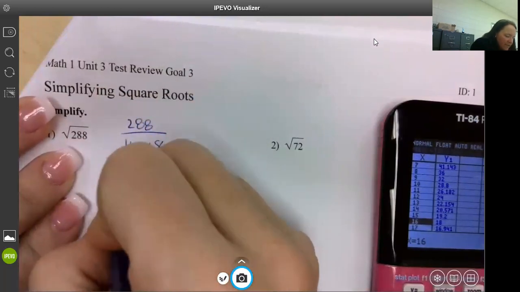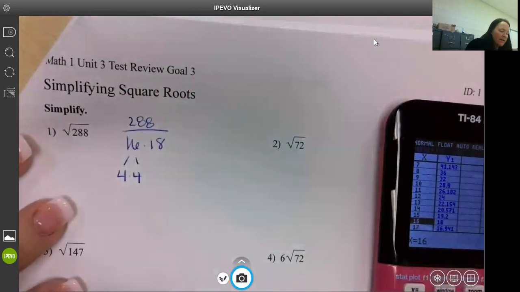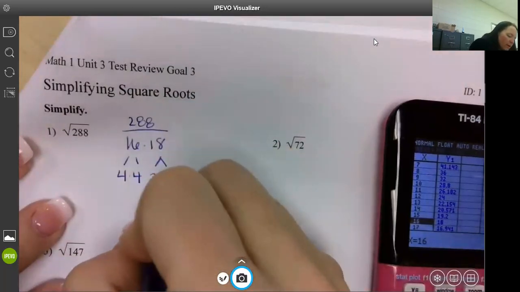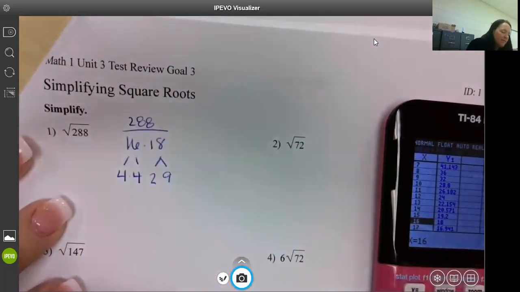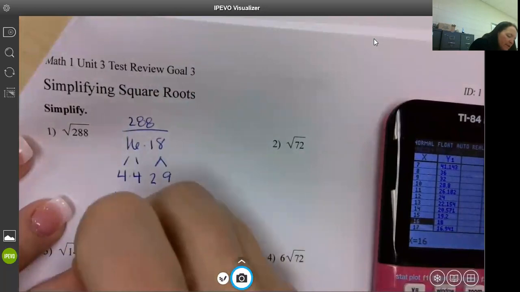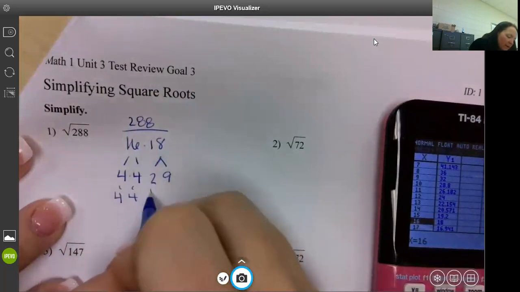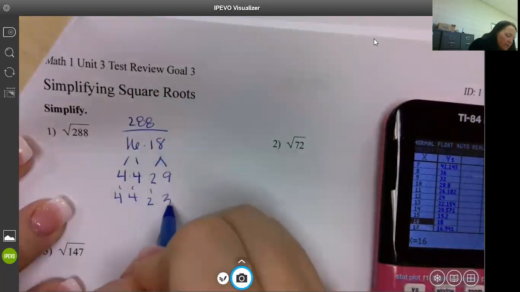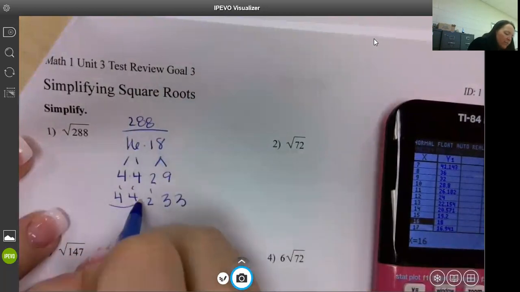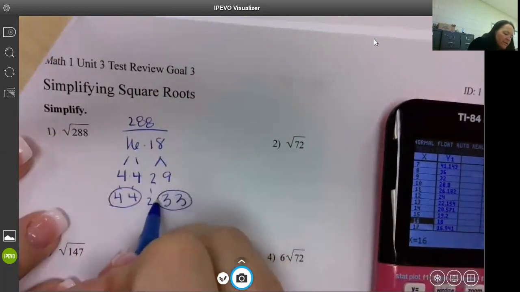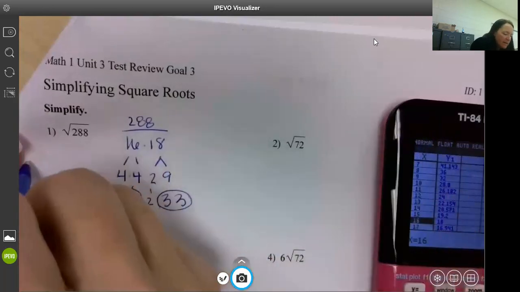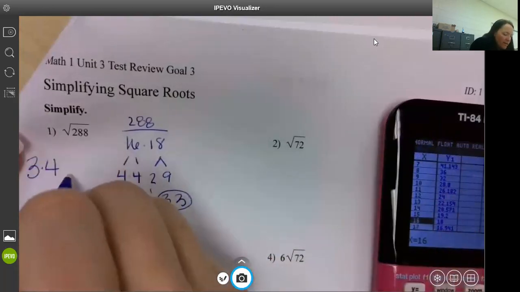I know that 16 is 4 and 4, so I'm going to keep it as a pair and not break it down anymore. 18 is 2 and 9. Like I said, I'm going to keep 4 and 4 because I already know it's a pair. Bring down 2. 9 is 3 and 3. So I have a pair of 4s and a pair of 3s. Those will go outside. 3 outside, 4 outside.